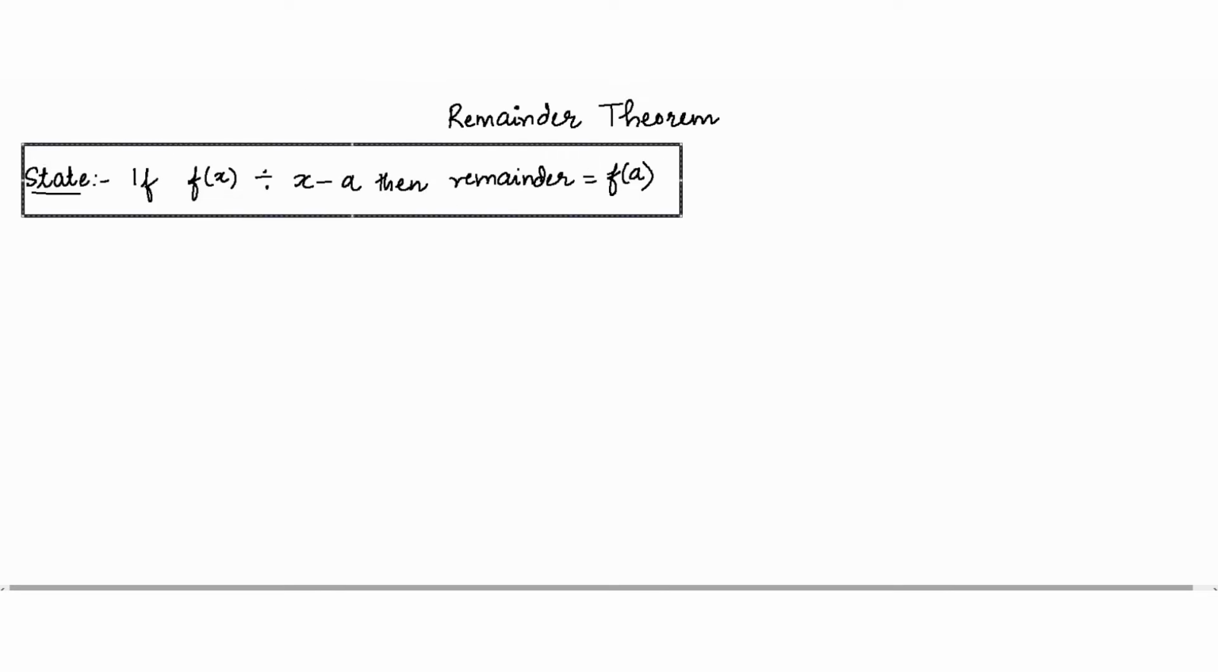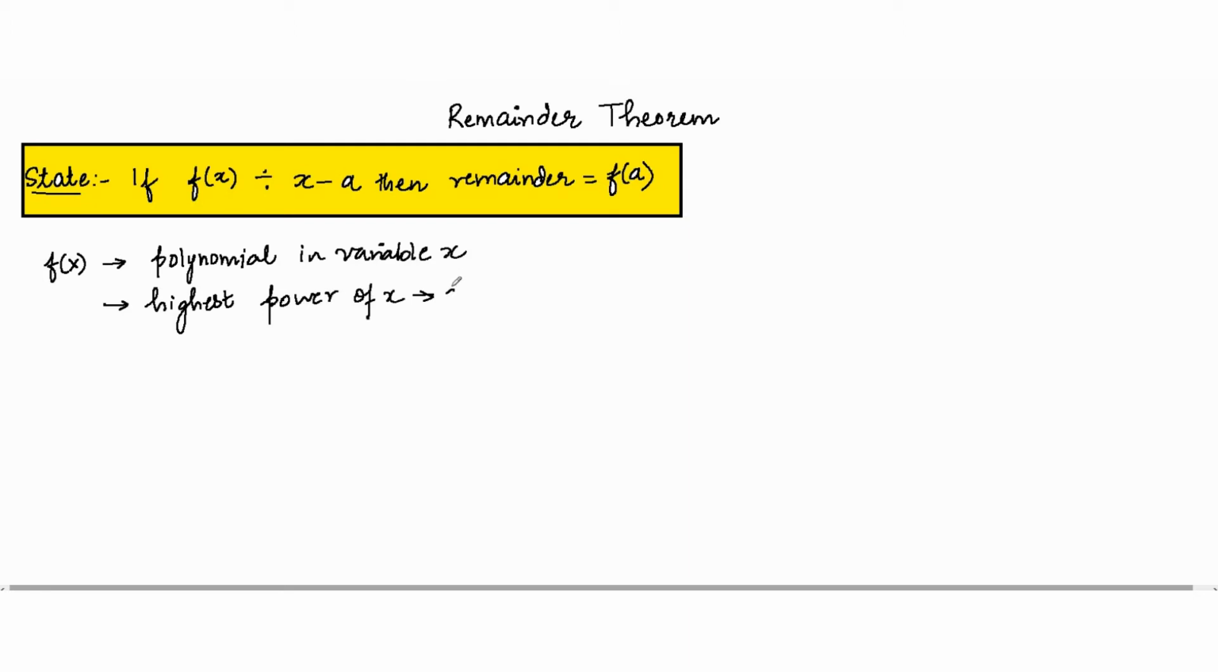Okay, so here let's understand the different components of this particular statement. First of all, we have a polynomial. Over here we have considered the polynomial to be f of x, right? So f is just a label. So f of x basically means this is a polynomial in variable x, and the highest power of x in this polynomial is called the degree.